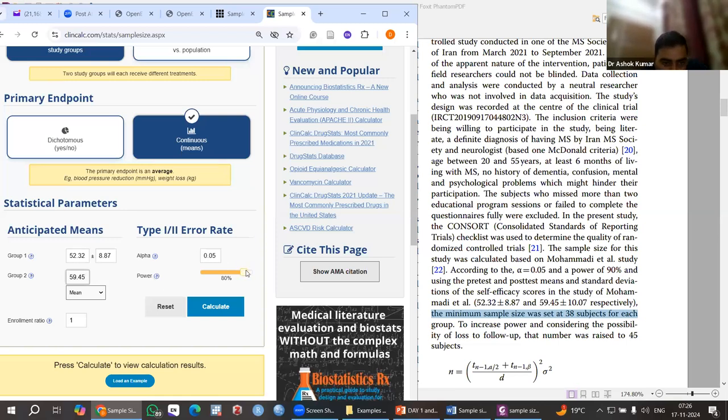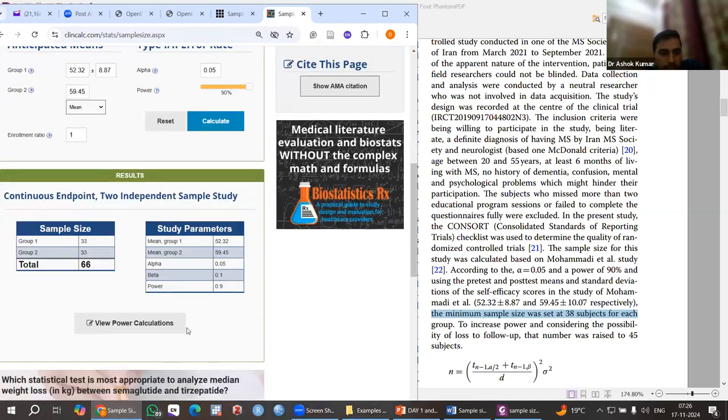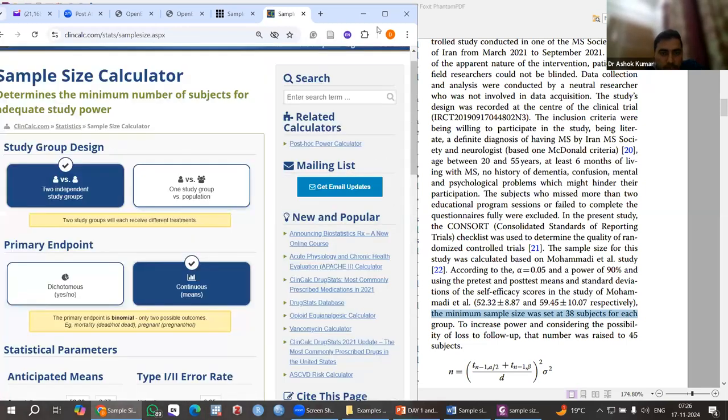Then it is for 90% power, so I can increase power from here. This is power 90%. Enrollment ratio 1 means control and experiment are equal. Then click calculate. Alpha is 0.05. When I calculate it, you will get the sample size here.